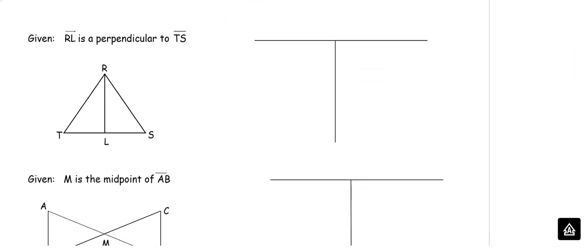Now the next couple, we're going to be given a statement, but we have to start out the proof. So ray RL is perpendicular to segment TS. So our first statement always starts with the given, so we need to write this down that RL is perpendicular to TS. Remember that our reason to start is always given. Now, we have to think about what does a perpendicular line do? Well, a perpendicular line makes right angles.